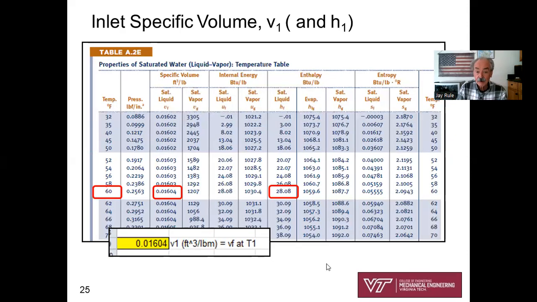All right, so let's get started on the numerics. We're going to go to our temperature table, pump inlet 60 degrees F, and we're going to write down the specific volume as 0.01604 cubic feet per pound mass. And we'll also write down H1 is H sub F at 60, 28.08 BTUs per pound.